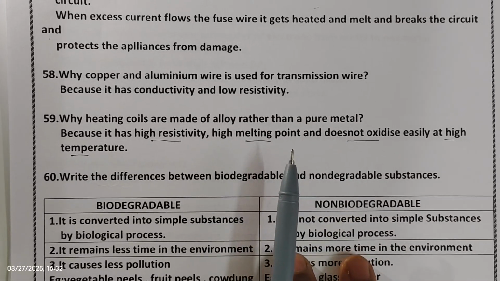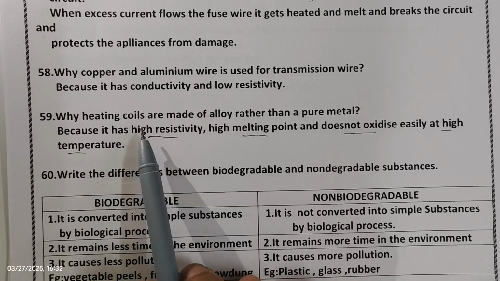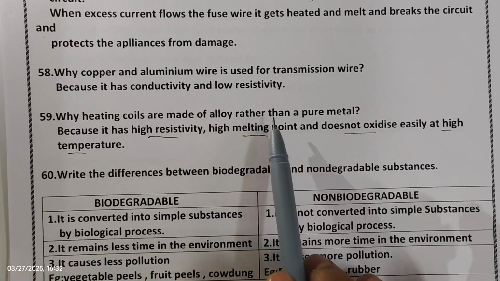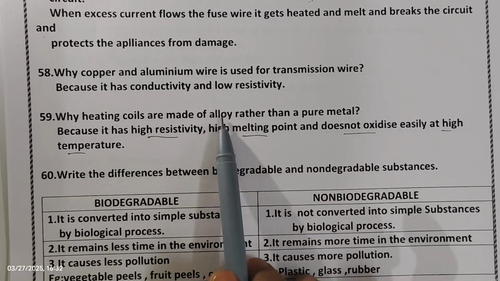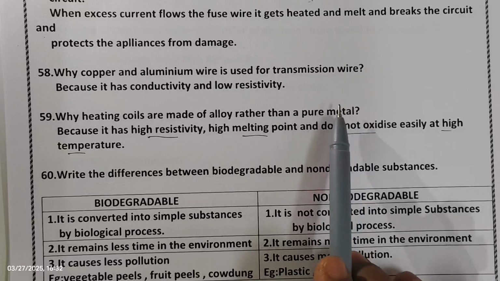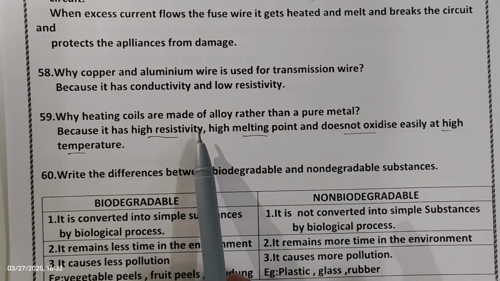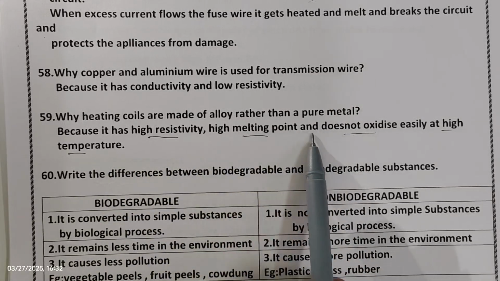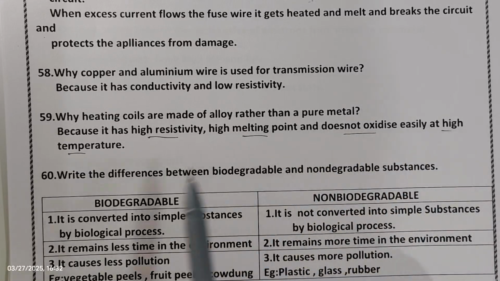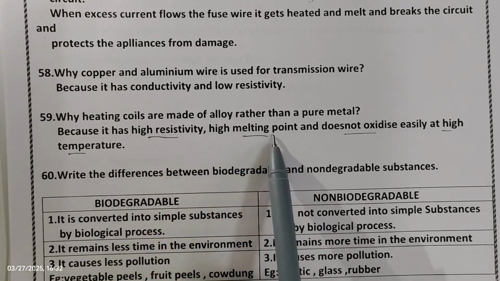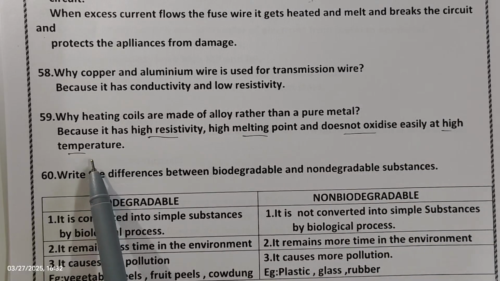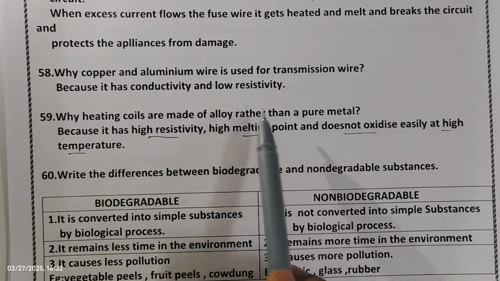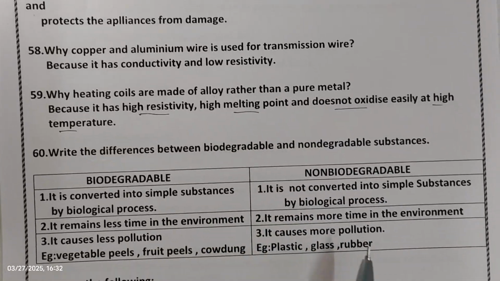Okay. Next, why are heating coils made of alloys rather than a pure metal? Heating coils are generally made up of alloys. So why don't they use pure metal? Because alloys have high resistivity, high melting point and do not oxidize easily at high temperature. Because of this nature, heating coils are made up of alloys rather than pure metal. Okay, so we'll see the next question.